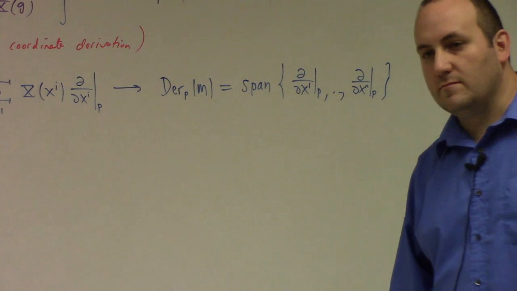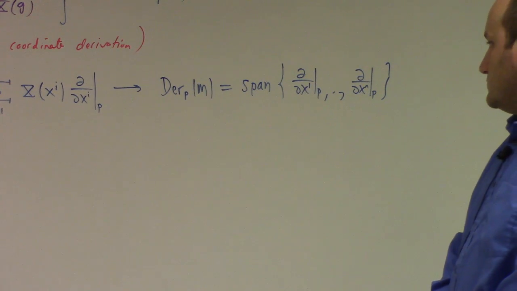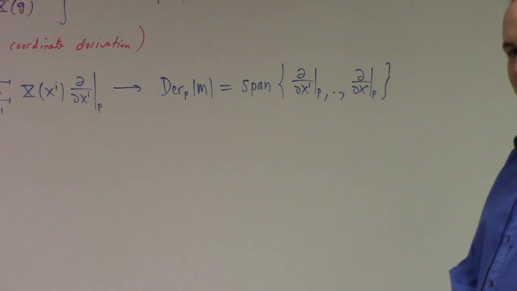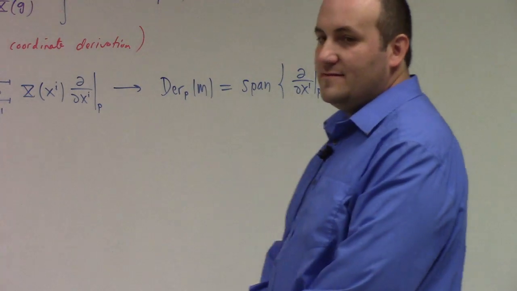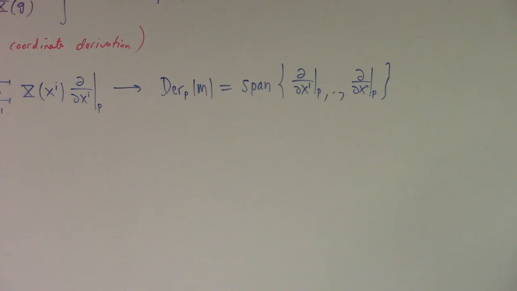Yeah? In that second to last thing with the summation, what are you taking the partial with respect to x_i of? Nothing. Nothing? The derivation's an operator. It's an operator equation.